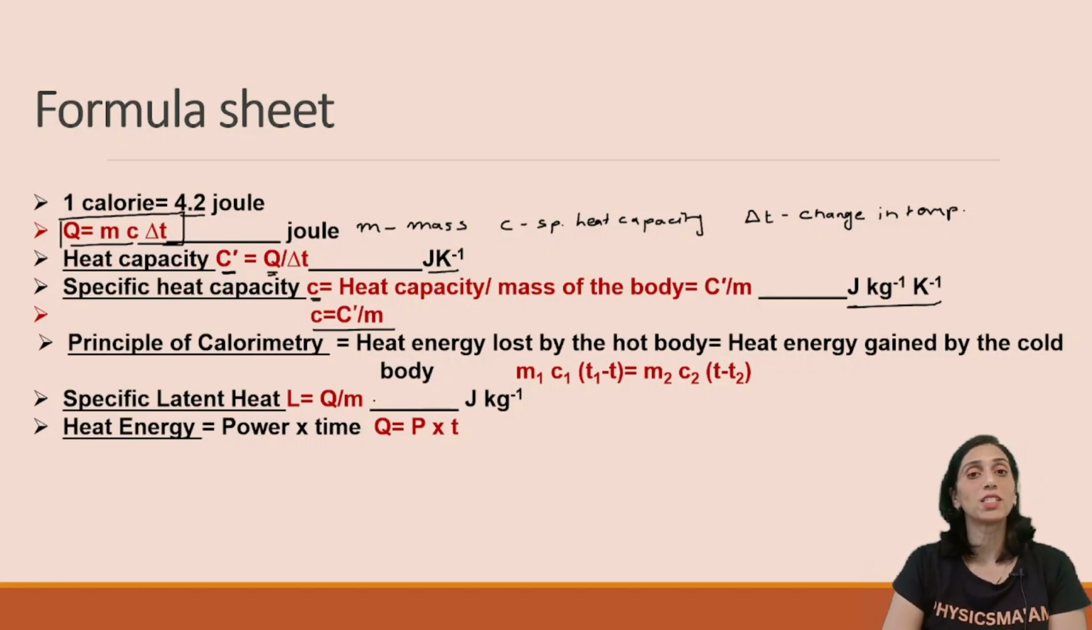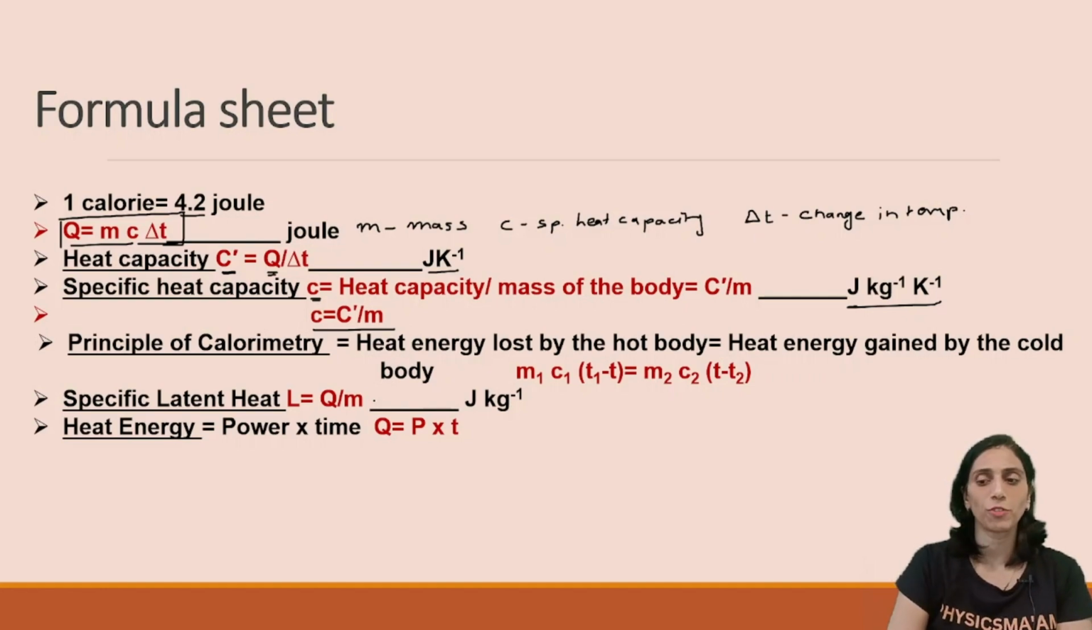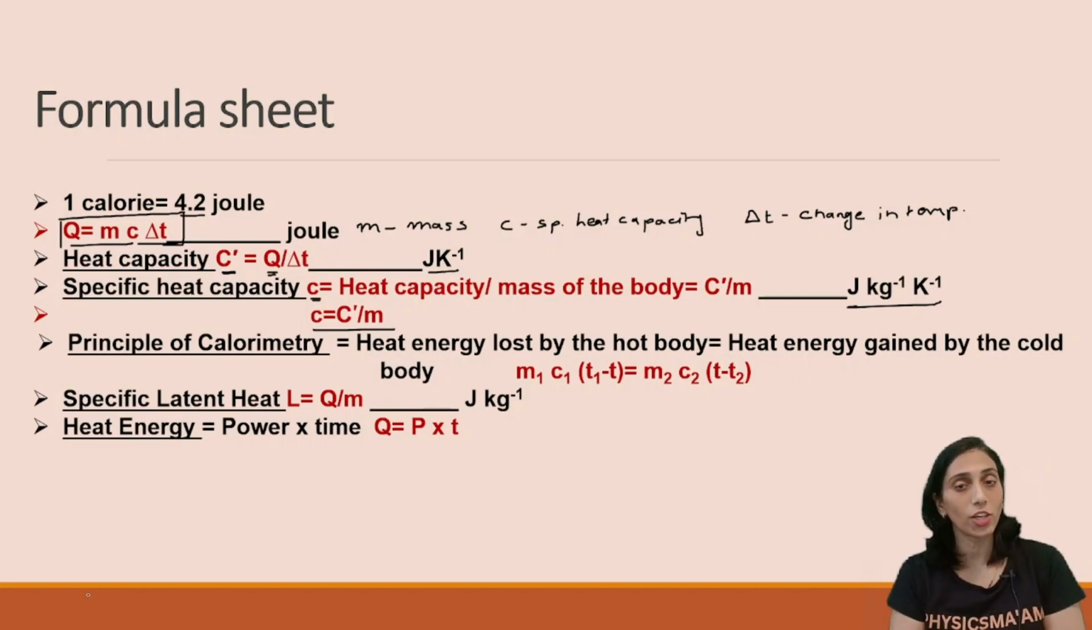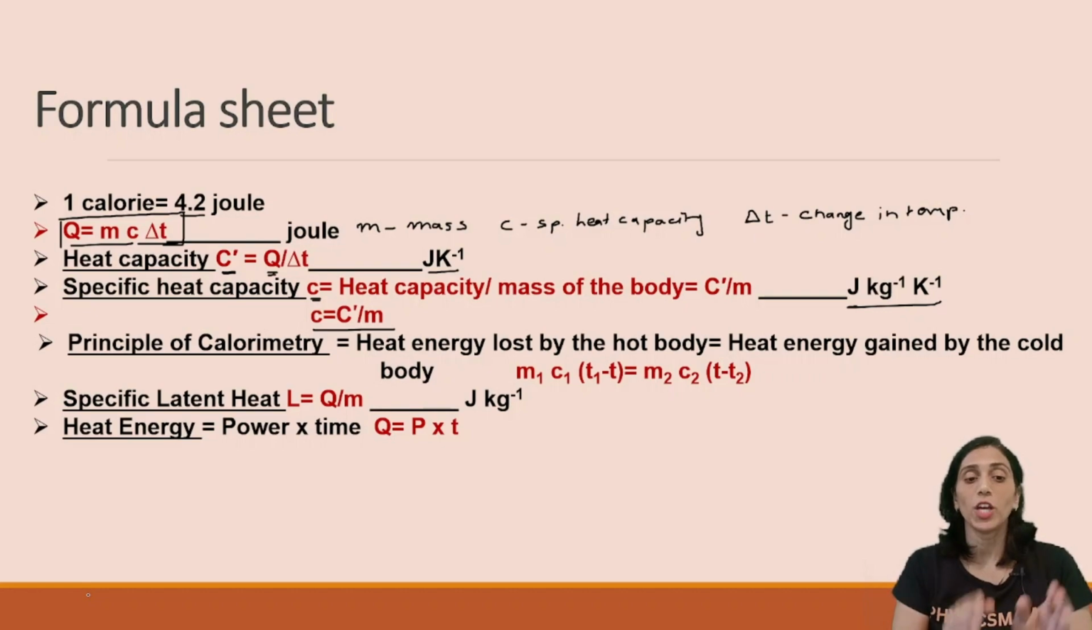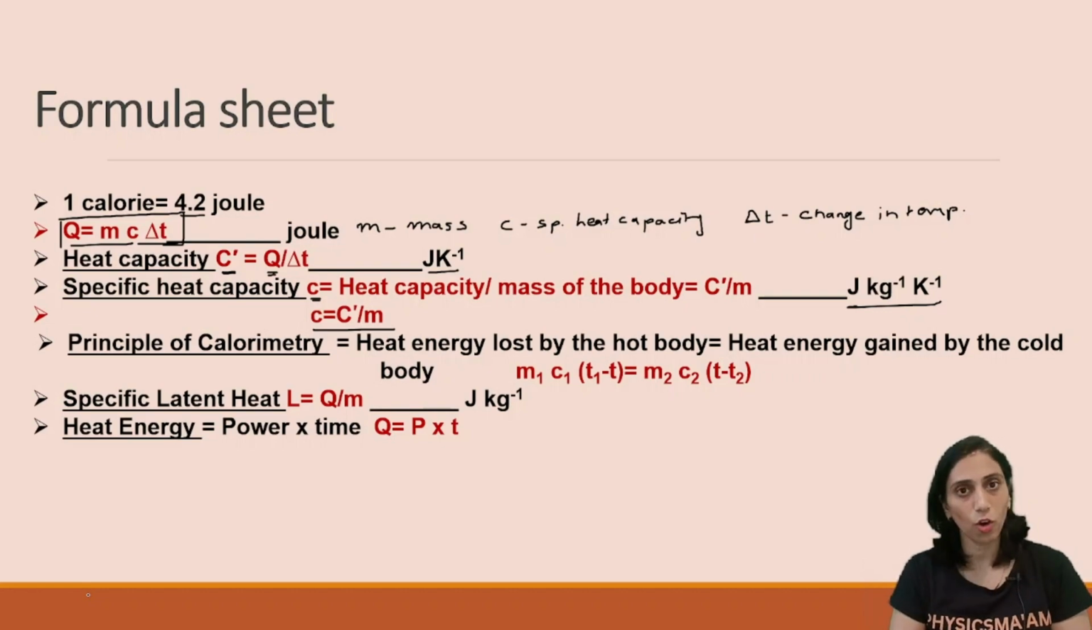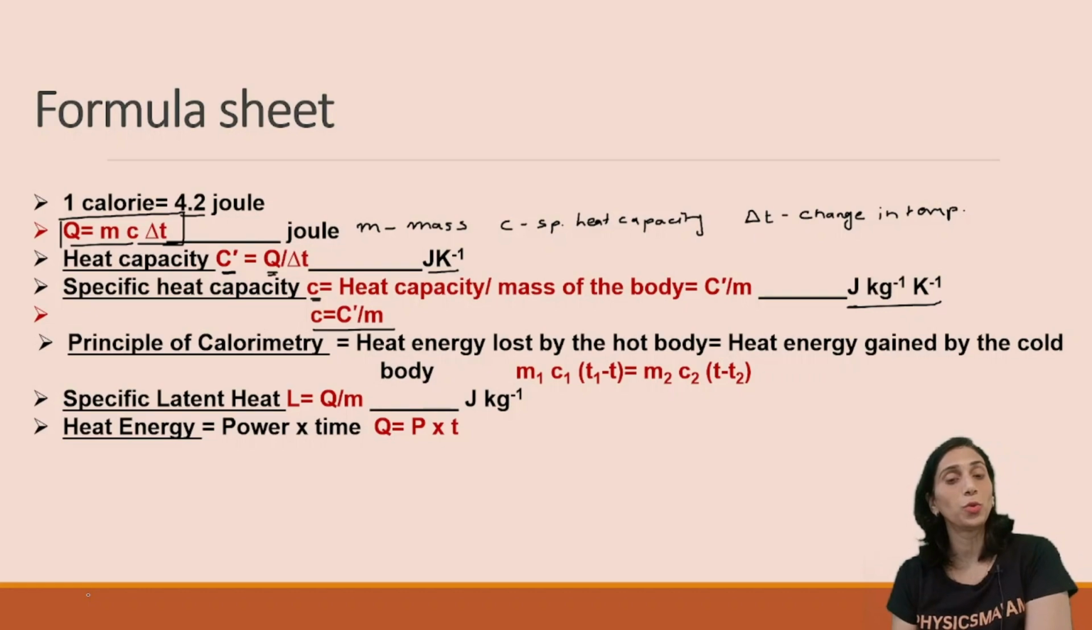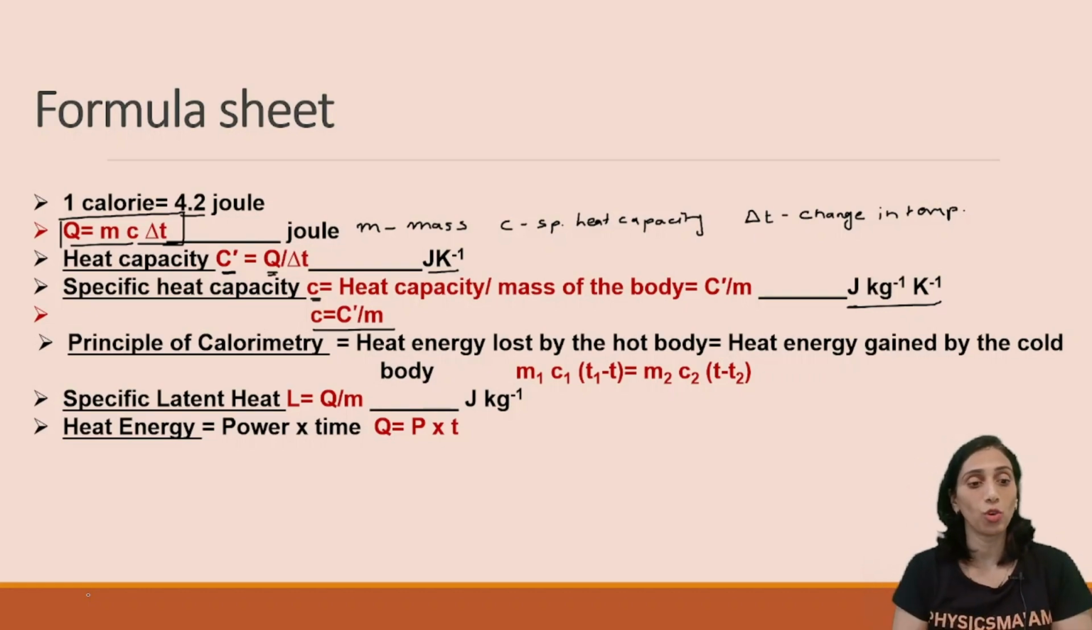Now next is the principle of calorimetry. What is the principle of calorimetry? Basically, when a hot body and a cold body are kept in contact, the hot body will lose heat energy and the cold body will gain heat energy. Assuming there is no loss of energy, by conservation of energy, the heat lost by the hot body is always equal to the heat energy gained by the cold body. This is the principle of calorimetry.